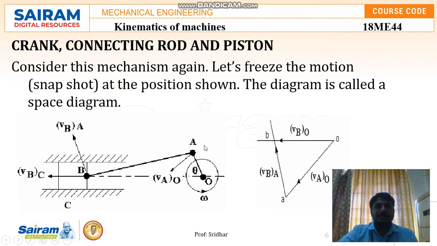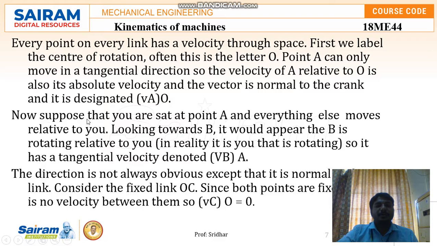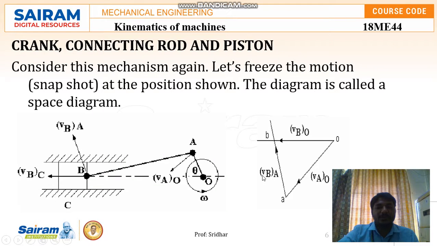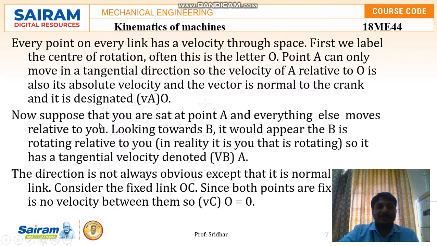Suppose we have a point at A, and everything else moves relative to it. Then looking towards B, it would appear that B is rotating relative to A, with a tangential velocity. So VB relative to A, denoted as VBA, moves in this particular direction.